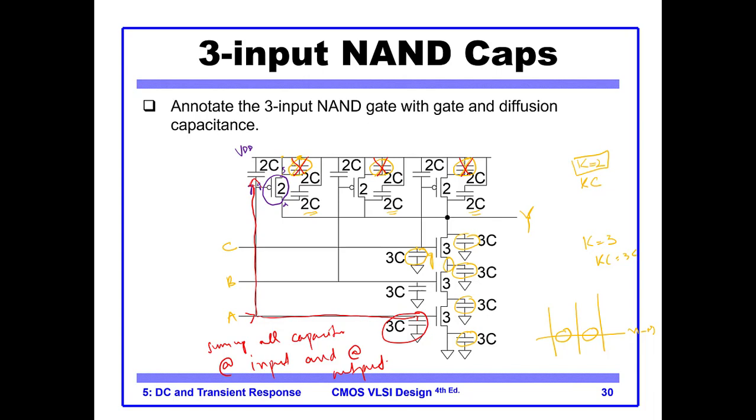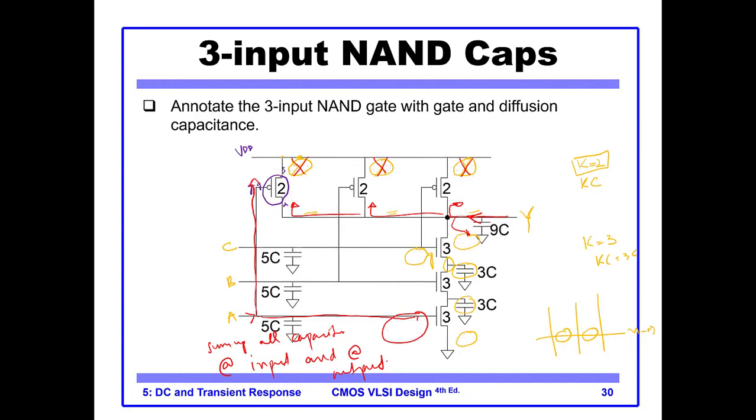Okay, and similarly for the output, if I look into the output, I see a 2C capacitance here, so this goes to the VCC. I see a 2C here, I see a 2C here. They are all in parallel, so 2C plus 2C plus 2C is 6C, and I also see this 3C. Okay, so 6C plus 3C is 9C. So this is my equivalent circuit.